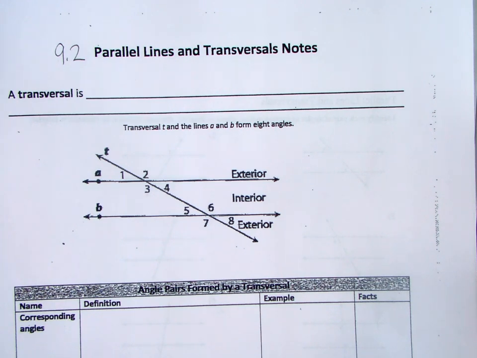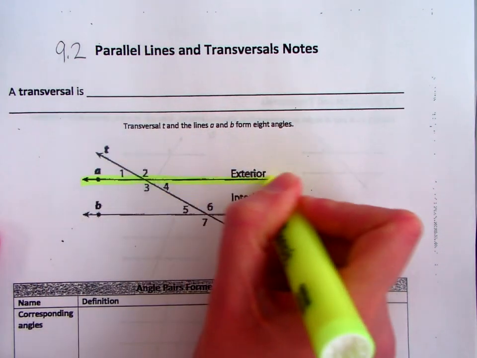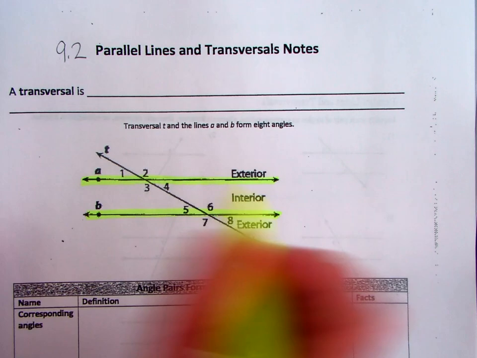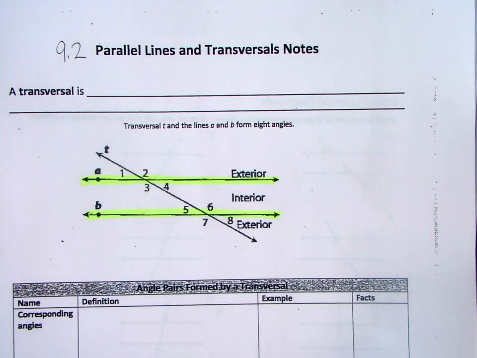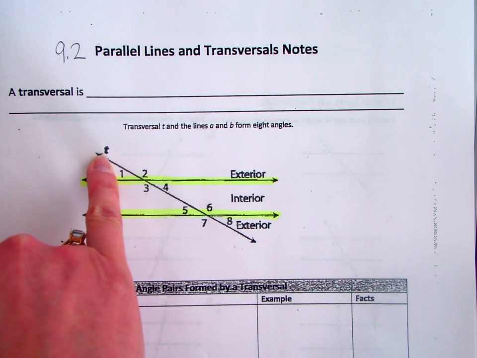So we have two parallel lines. Which lines would be parallel in that diagram? Nick? The ones that say A and B. Good, the ones that are labeled A and B. So we have two parallel lines, and they're cut by a transversal. And that transversal is labeled T here.